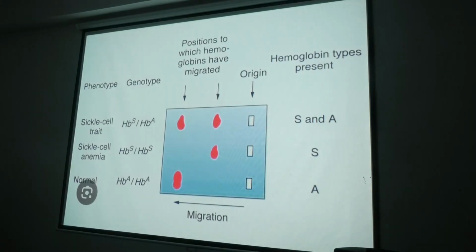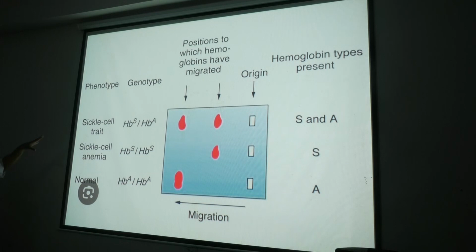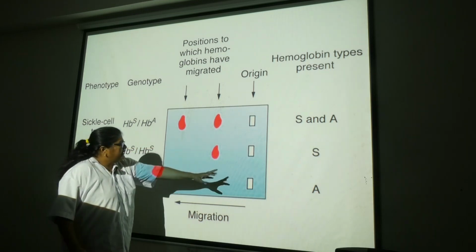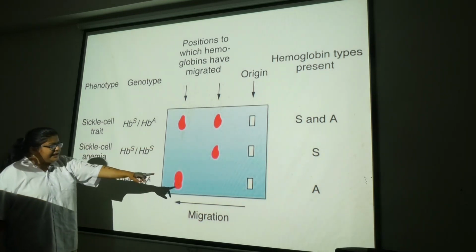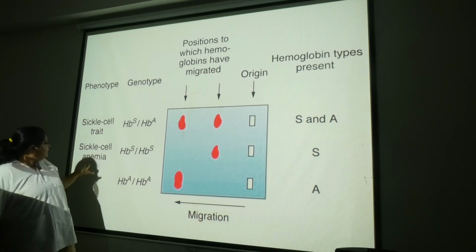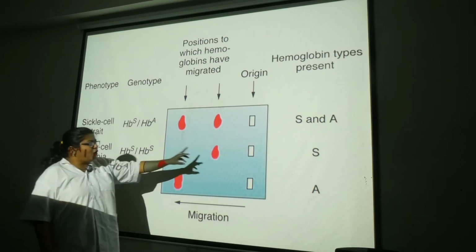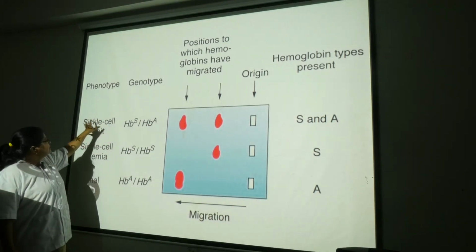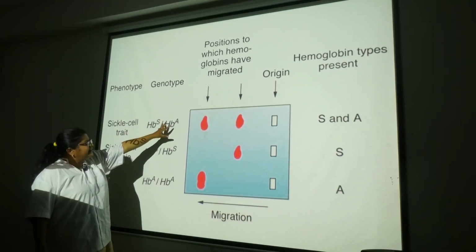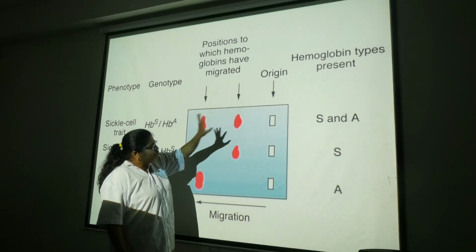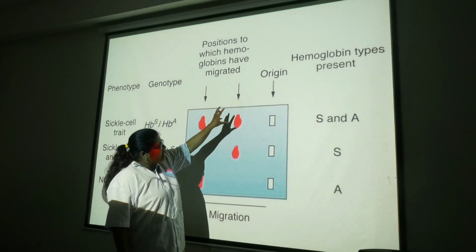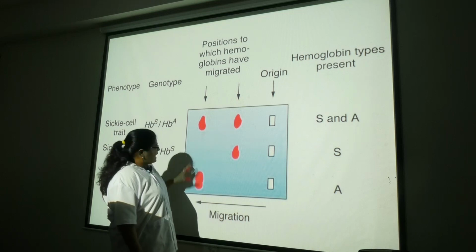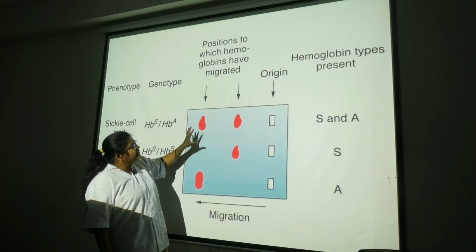This is another picture showing sickle cell anemia, sickle cell trait and normal hemoglobin electrophoresis. This is the site of origin. In the case of a normal person, there is only the A variant. In the case of sickle cell anemia, there will be only the S band, and in the case of sickle cell trait, there is S and HbA. So two bands are there, one at the position of S and one at the position of the A band.